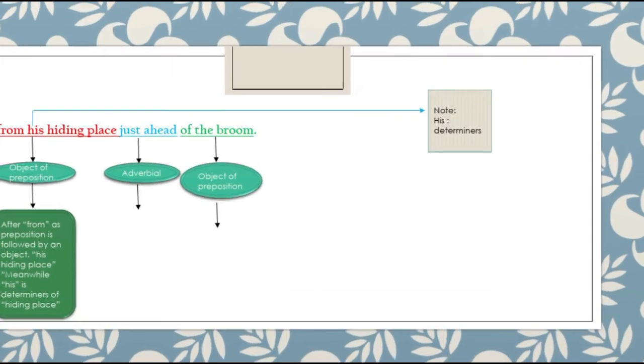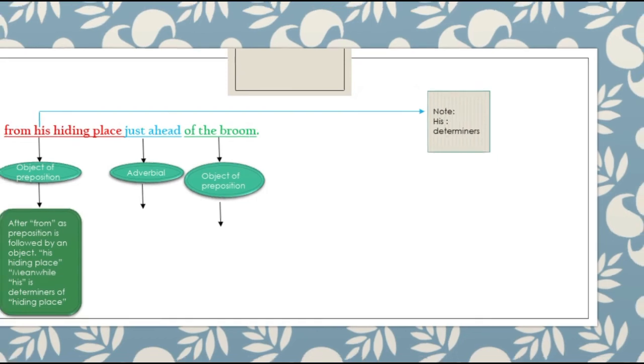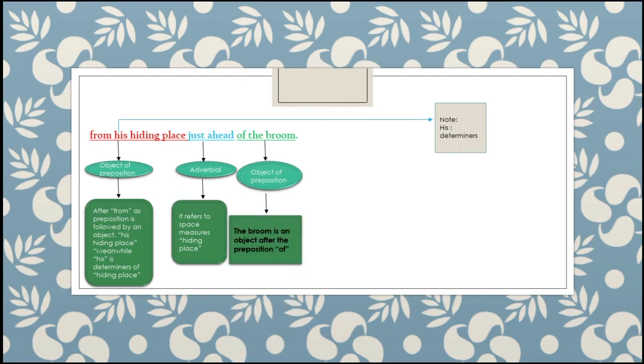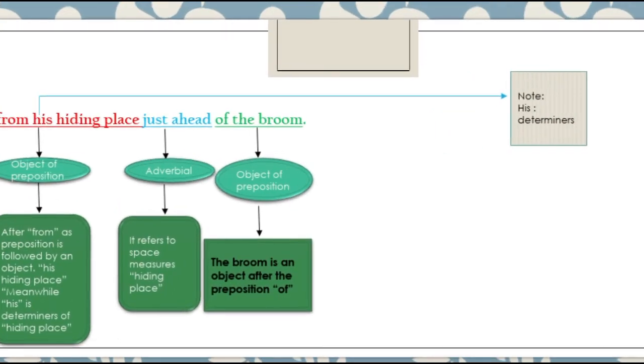Note, his is a determiner. Just ahead is adverbial because it refers to space measures. Of the broom is object of preposition because the broom is an object after the preposition of.